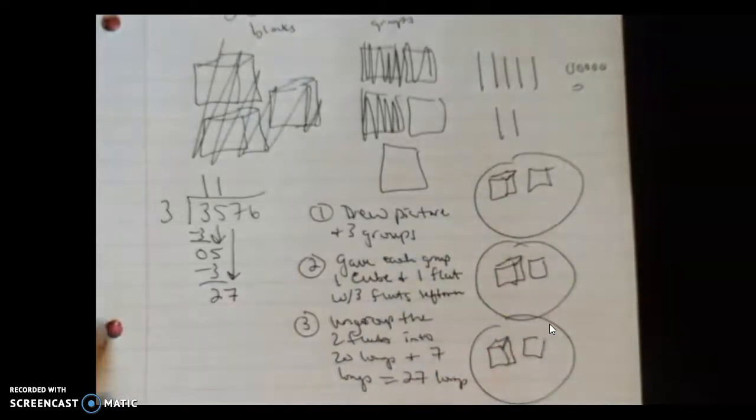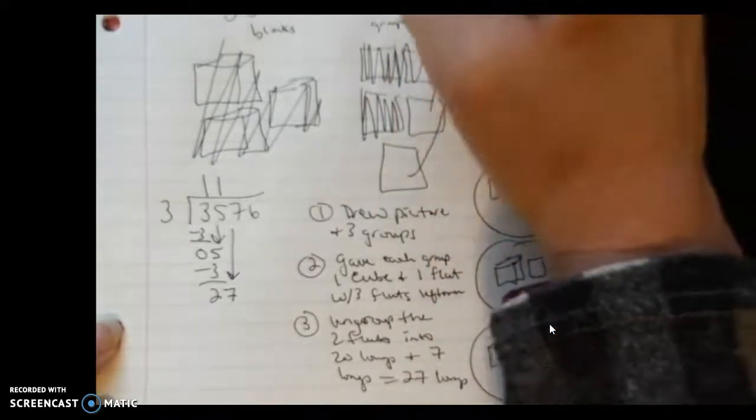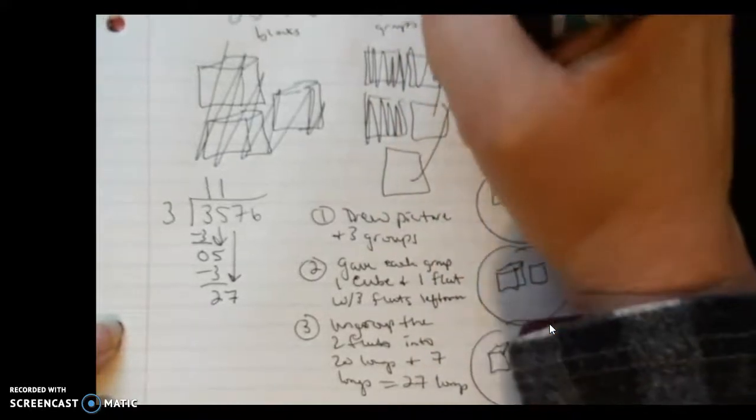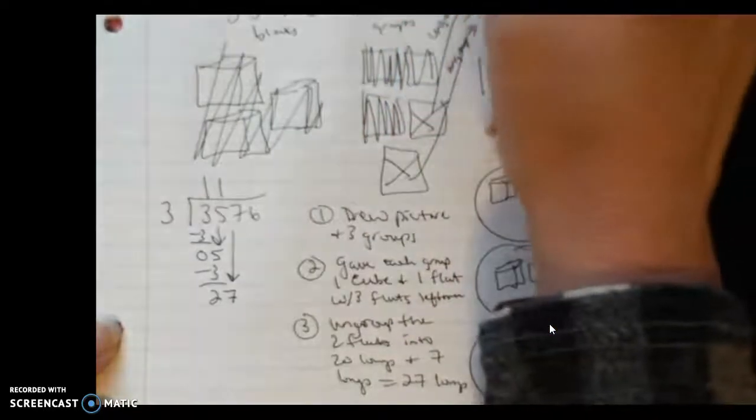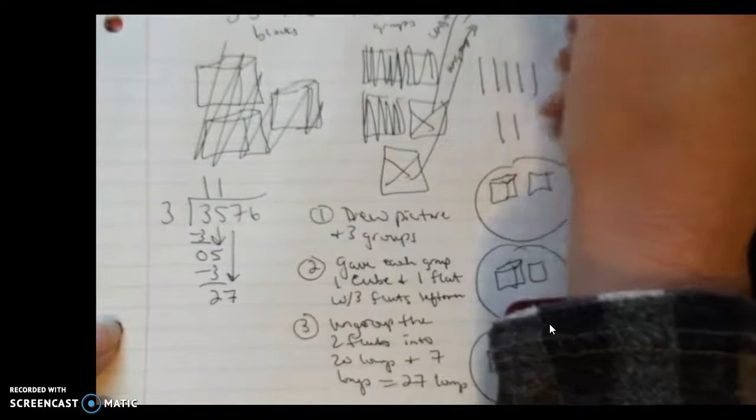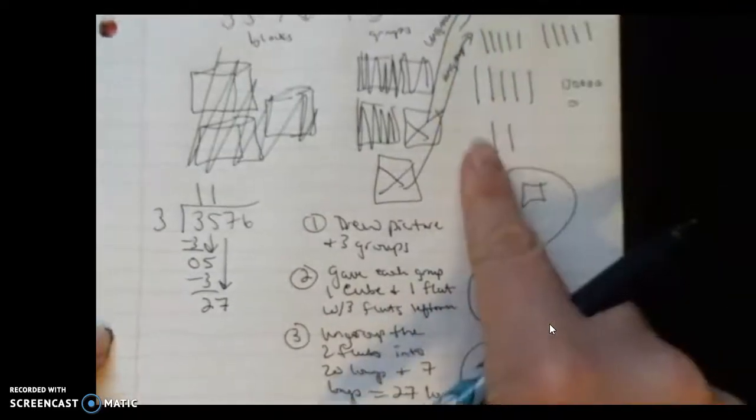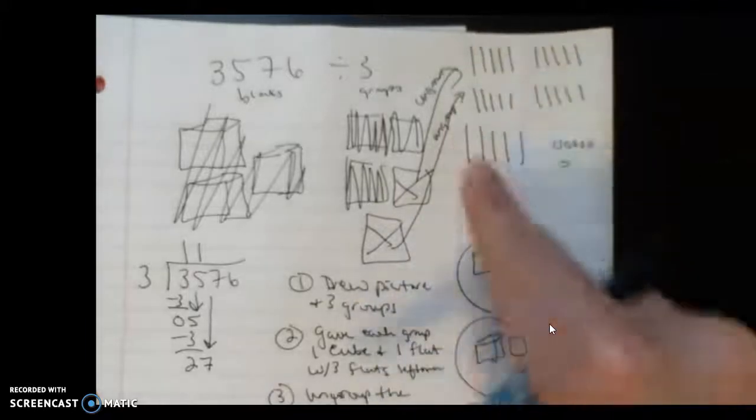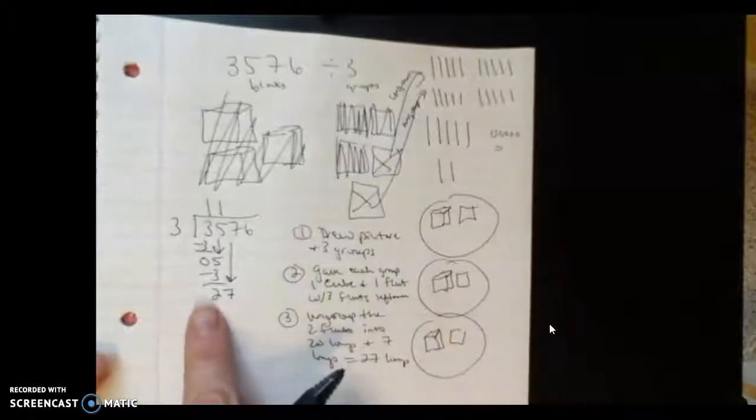Okay, so I'm going to show that in my picture. So I'm going to ungroup. So 1, 2, 3, 4, 5, 1, 2, 3, 4, 5. And you should be able to see those 27 longs there. They're right there. All right. So next step, now I have my 27 longs.